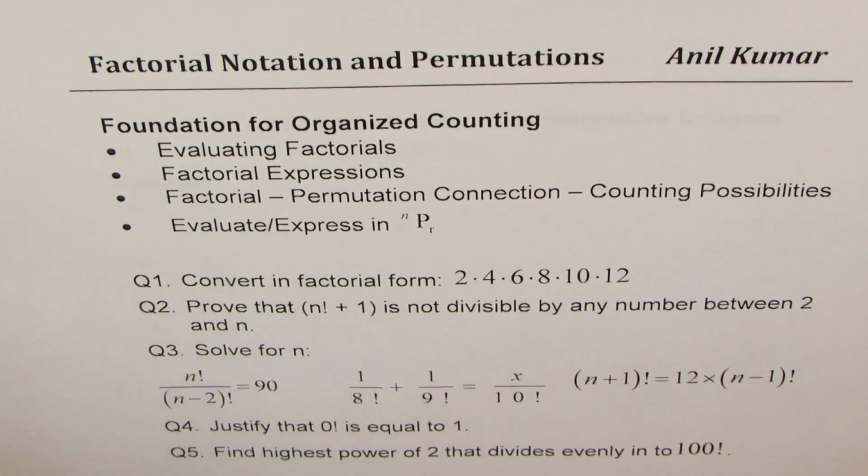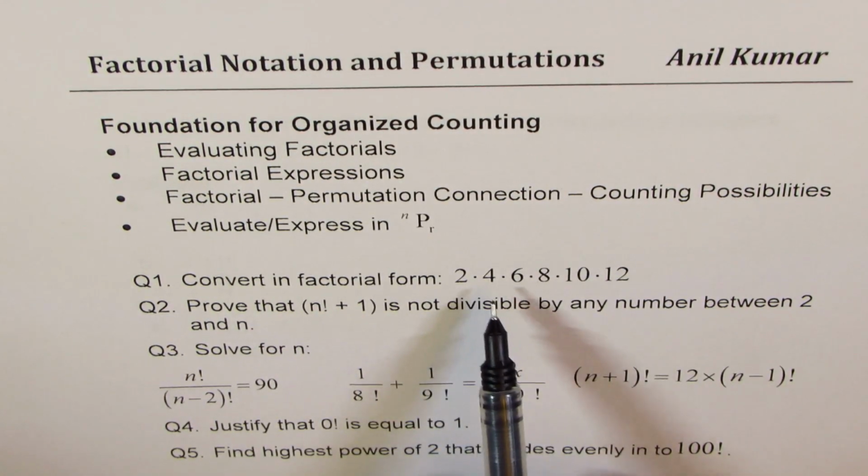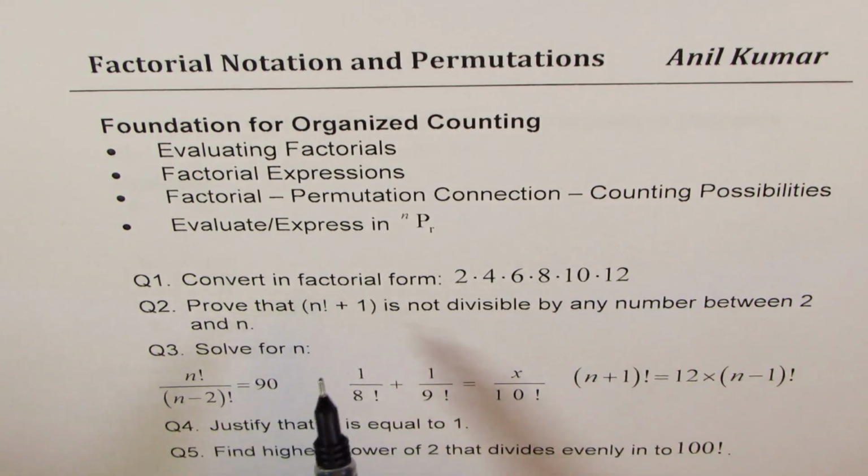Now we'll have 5 excellent questions based on factorial. Some of them are really challenging questions. I'd like you to pause the video, copy these questions, and try them out. And if you can really answer these questions, you can actually skip this video. Question number 1 here is to convert in factorial form: 2 times 4 times 6 times 8 times 10 times 12 is what in factorial form.